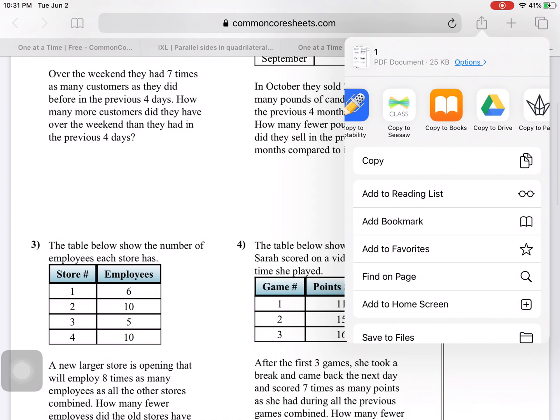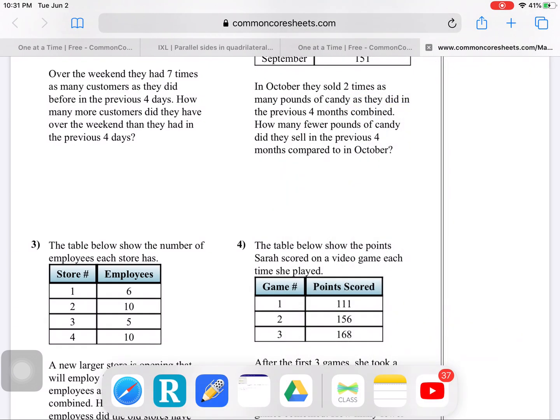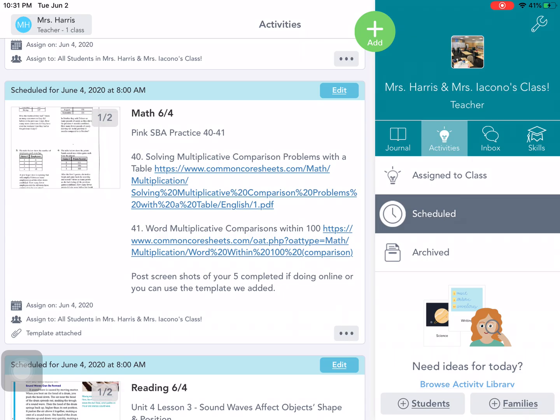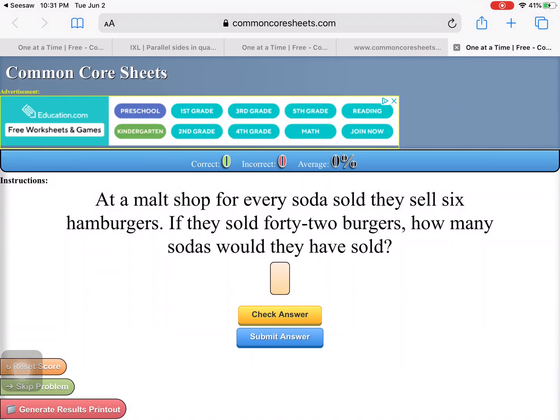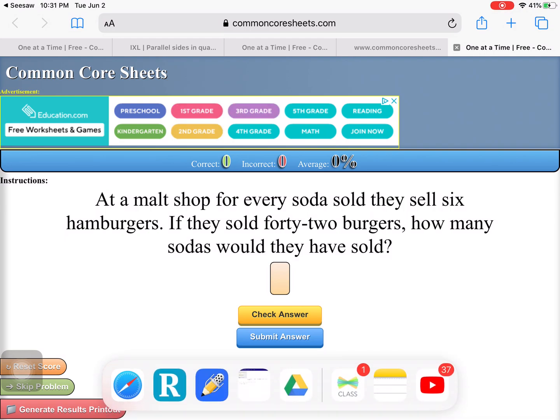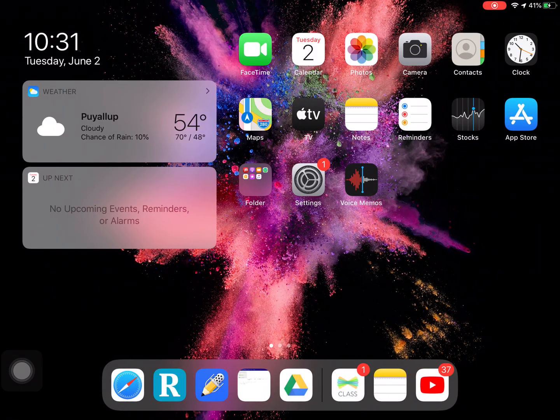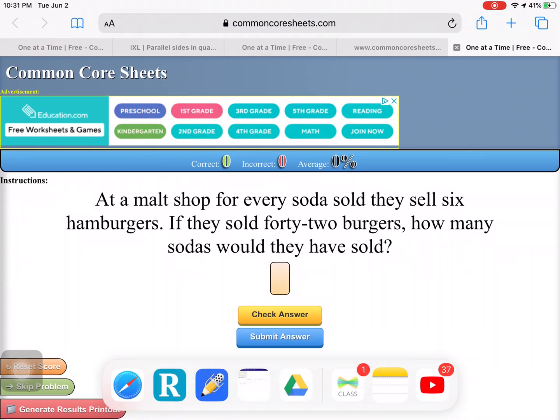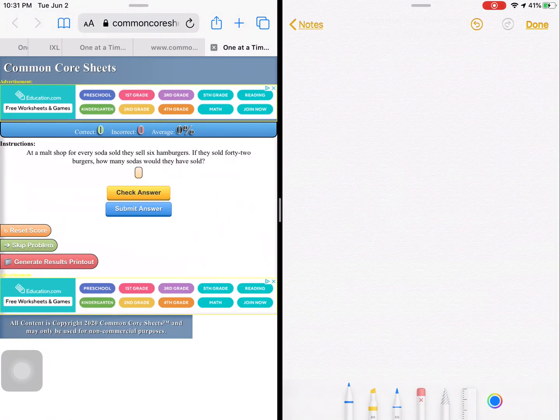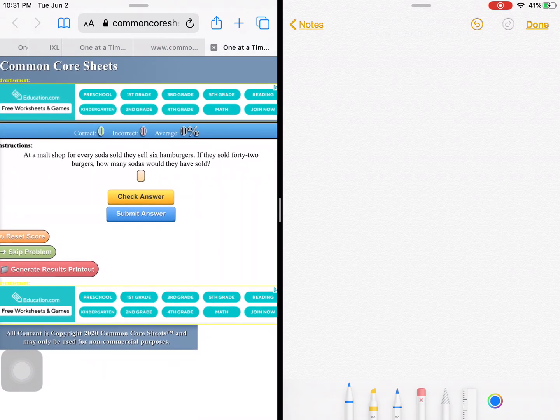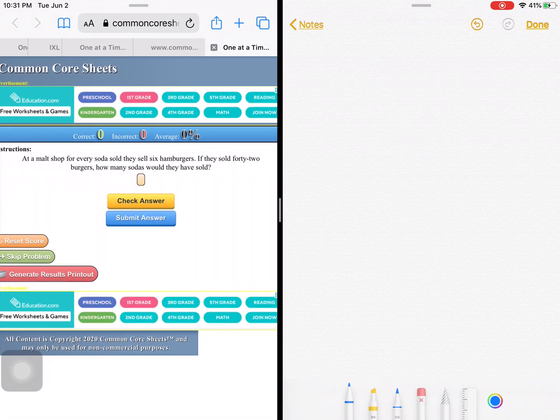If I go back, the next one, number 41, is multiplicative comparison word problems, not with a table. So let me open my notepad. It says, at a malt shop, for every soda sold, they sell 6 hamburgers. If they sold 42 burgers, how many sodas would they have sold?